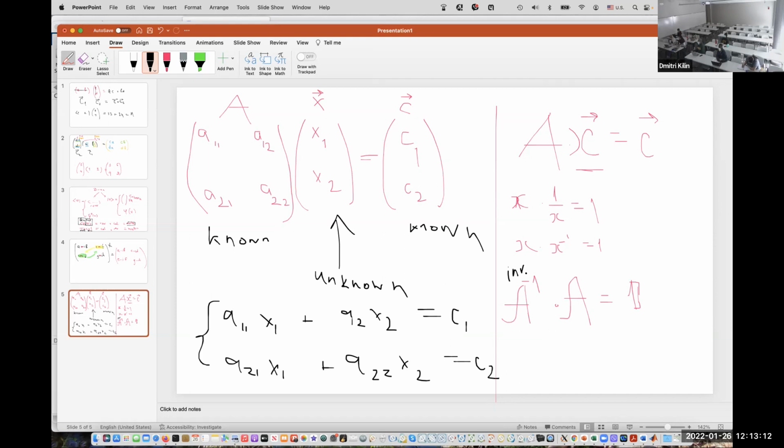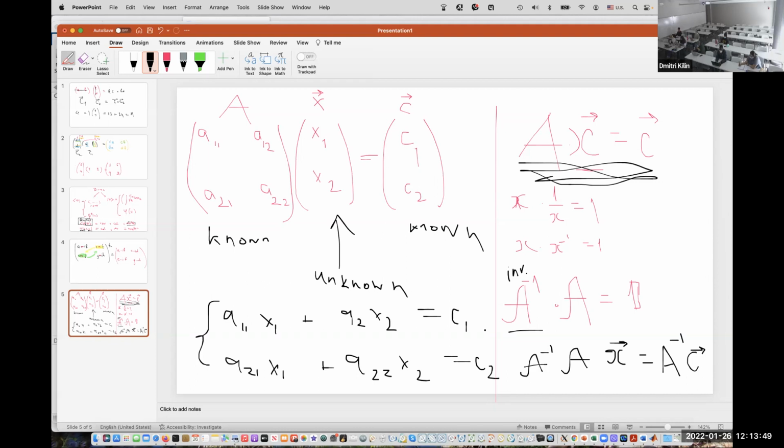If this assumption makes sense and if no one objects, we can use it in our equation. We will multiply the left and right parts by this inverse matrix. Then it will be a minus 1 times a times x equals a minus 1 times c.